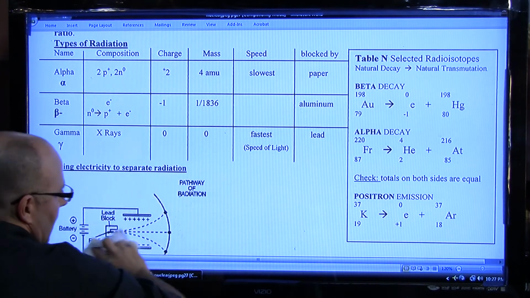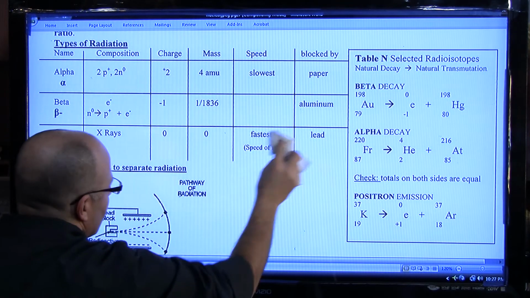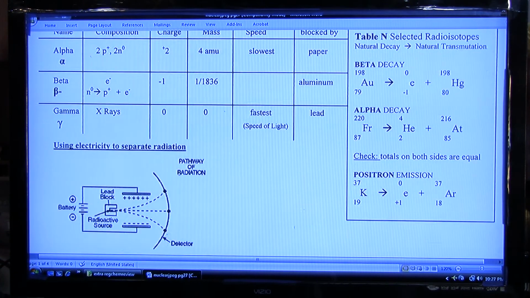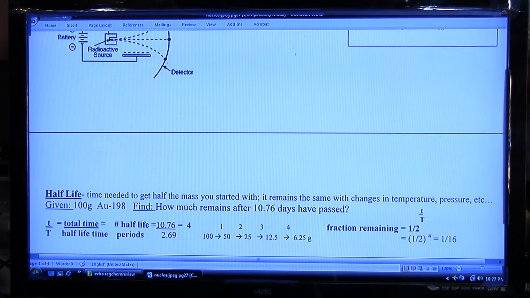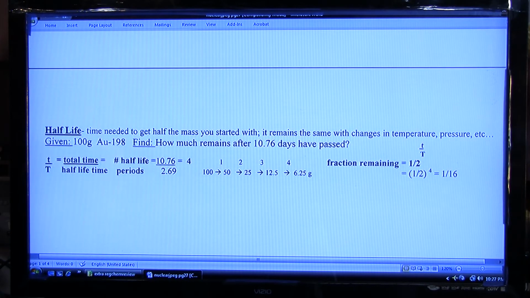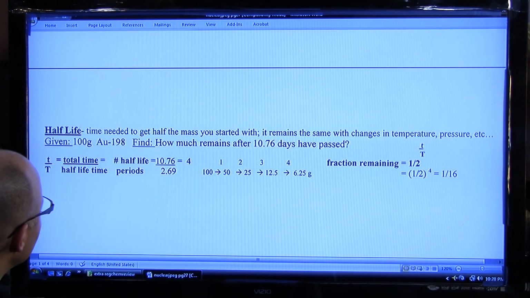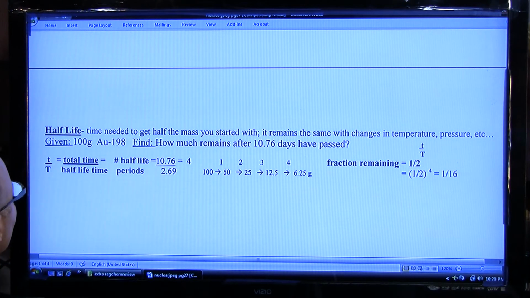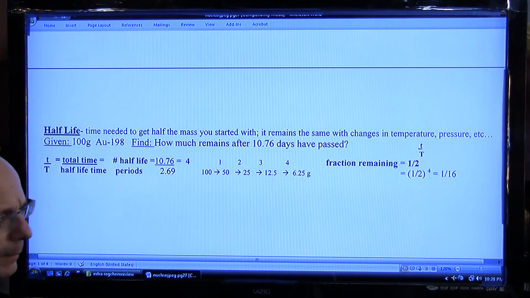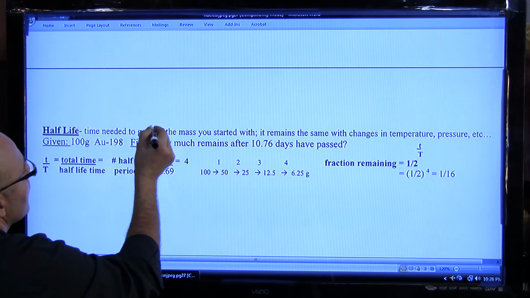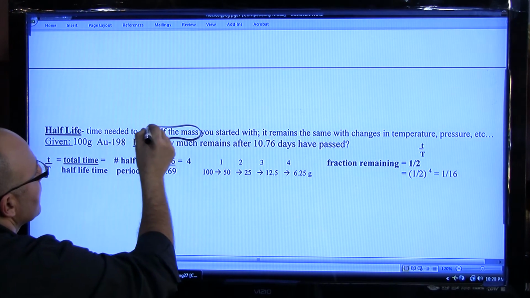Okay, now let's turn our attention to the center of this page, and we'll look at a topic which a lot of students really do not like, and that is half-life. So if half-life is not your cup of tea, you're not alone. Again, I'll cover this in the extended unit, but in review, let me just remind you that half-life is time. It's time needed to get half the mass that you started with. All right, so it's half the mass.